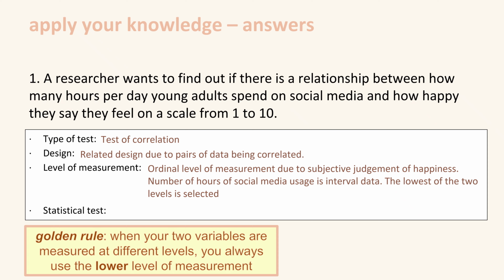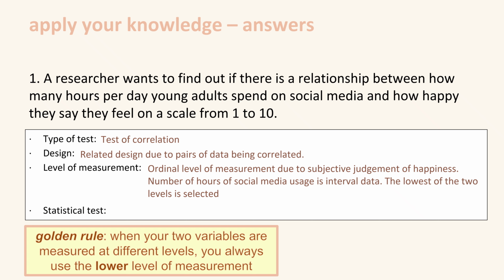The level of data here is an interesting one, because we have two different types of data. This is where students often get caught out. The number of hours on social media is interval data. It's measured in hours, equal units. The happiness rating is ordinal data. It's a scale, so we know the order but not necessarily equal spacing between points.